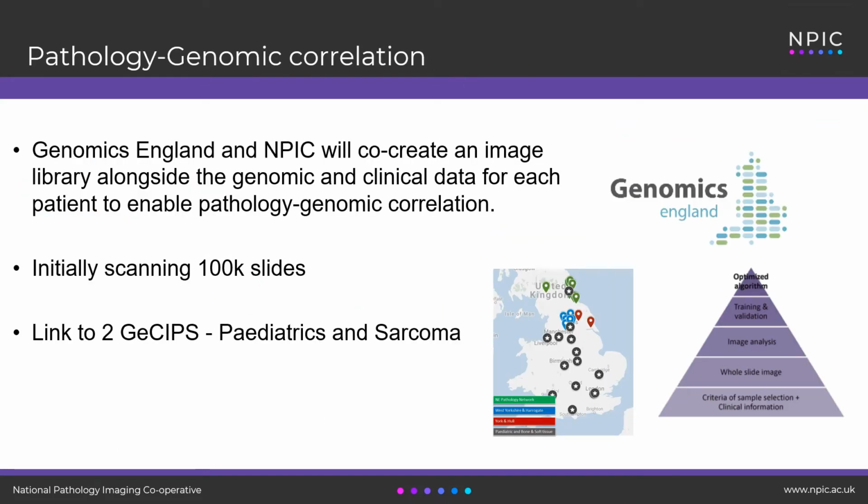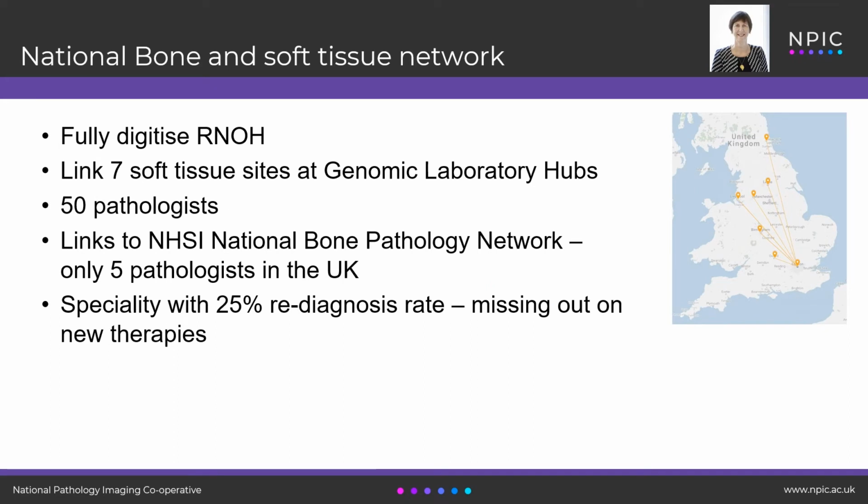Building on the scanning of the 100,000 Genomes project, NPIC has established links with 2 of the Genomics England Clinical Interpretation Partnership subgroups, GeCIPs, in paediatrics and sarcoma. NPIC will support the full digitalisation of these 2 national networks. The National Bone and Soft Tissue Network is led by Professor Adrian Flanagan.